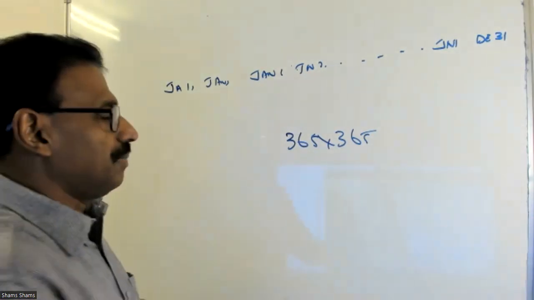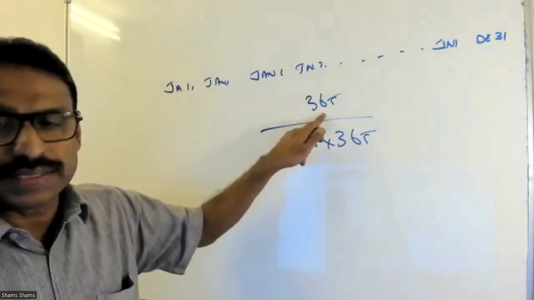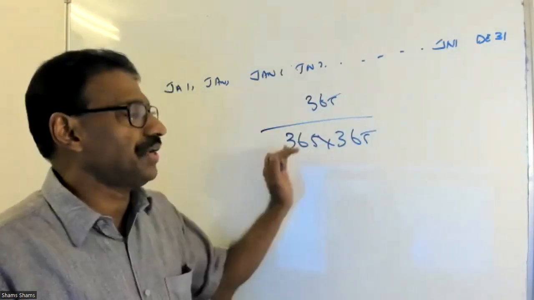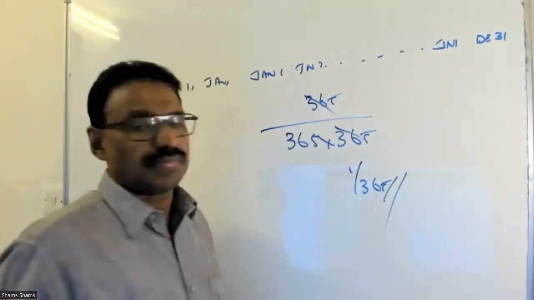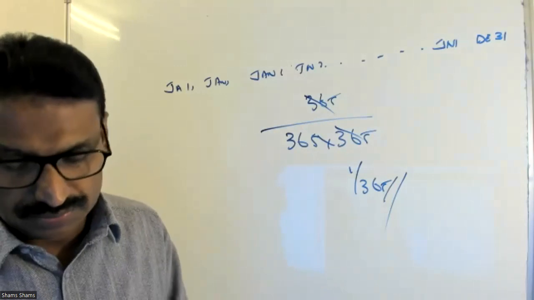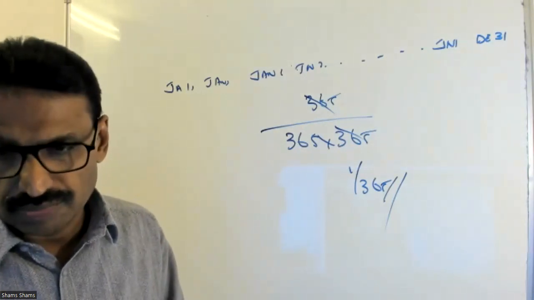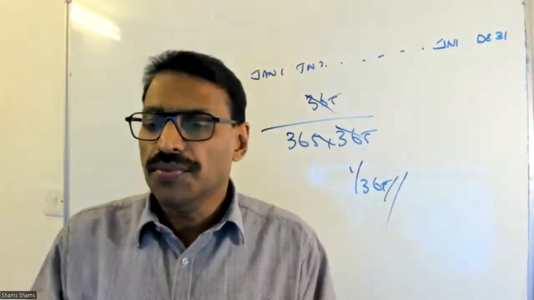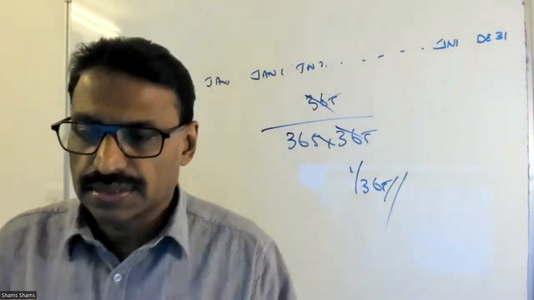Therefore, the probability of getting the same birthday is 365 divided by the total. Same birthday chances, 365. Total chances is 365 into 365, one 365 cancels. The answer is 1 by 365. Are you okay or not? Preetha Raja, clear or not? Okay, sir. Anyone have doubt? Once again, look. We have 365 into 365 chances. Is that clear now?